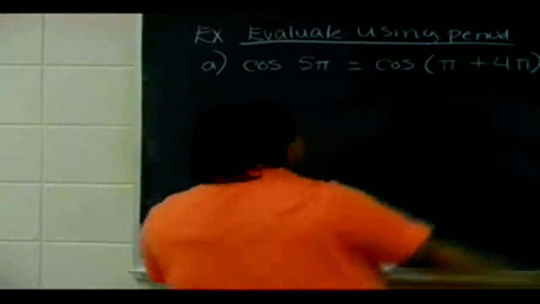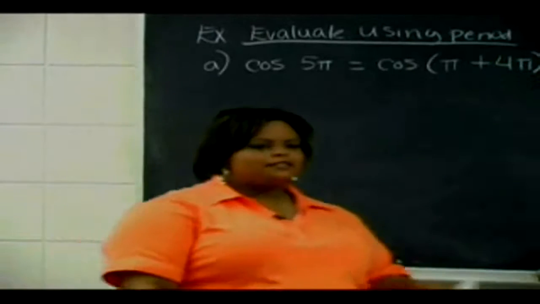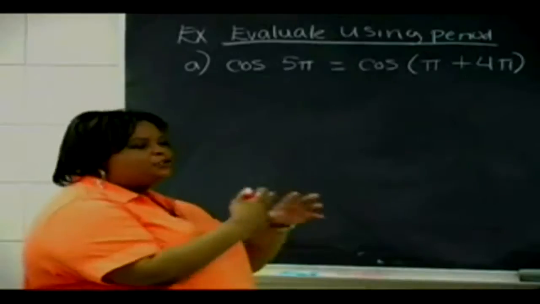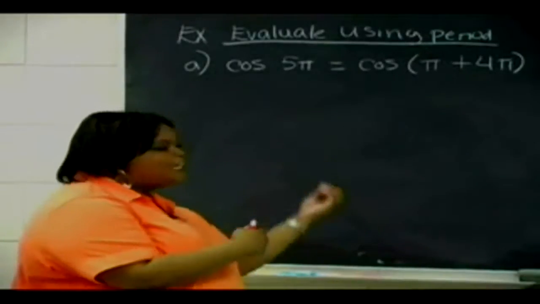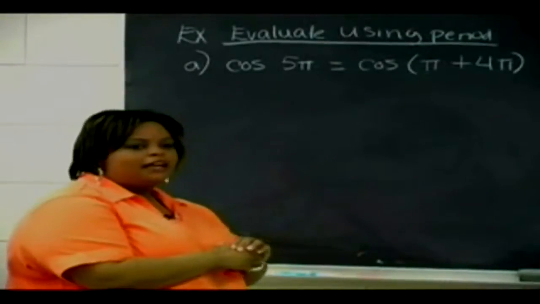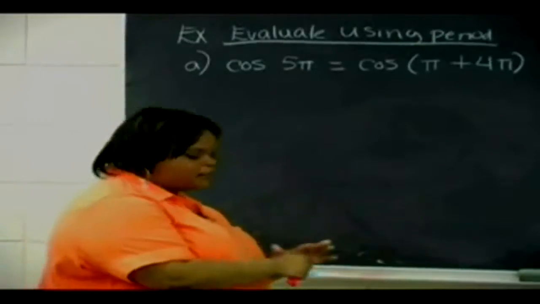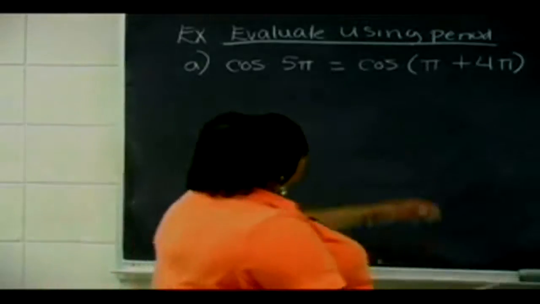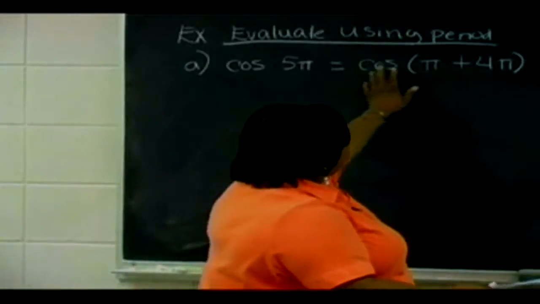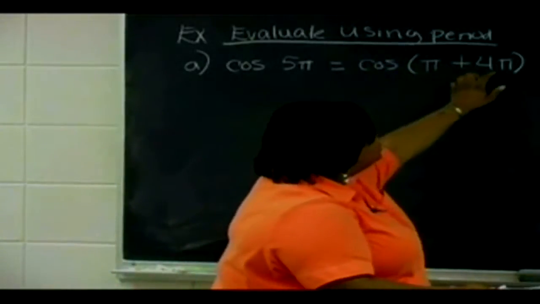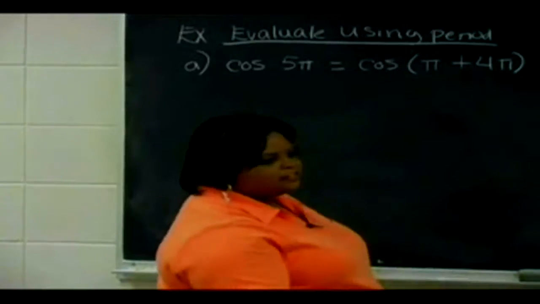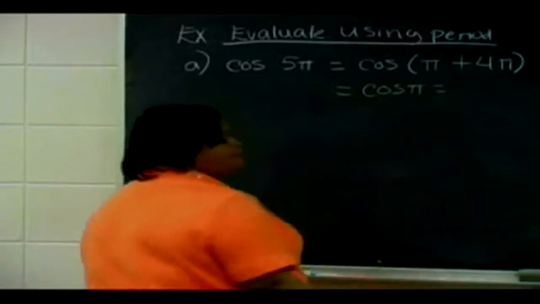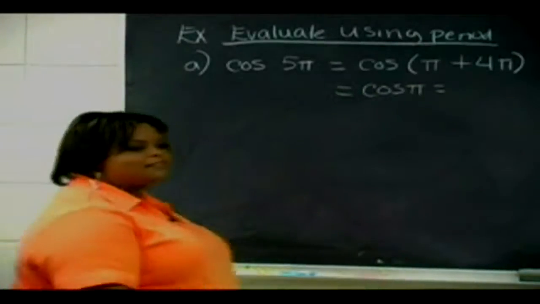Pi plus 4 pi, right? Does that make sense? 5 pi. Because I want something to be 2n pi, which is any even number times pi. And I can do that by 4 pi plus pi. So what does this mean? I have cosine t plus 2n pi, and that equals what over there? Cosine t. Right? Do we see that?